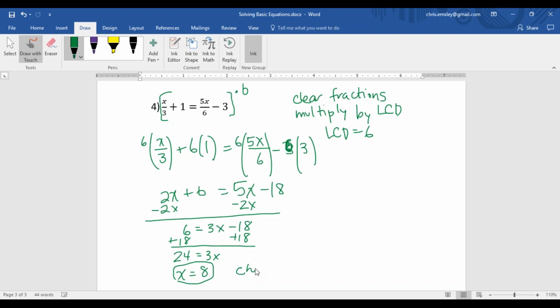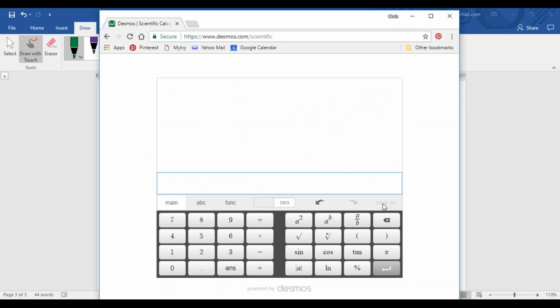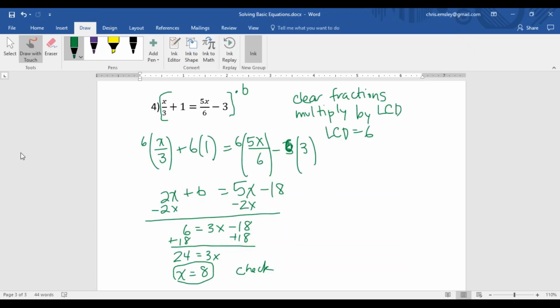Okay, again, let's check our answers. I'm going to use the calculator again since we had some fractions in our original equation, but I'm going to let you guys see me type it in here. So our answer was 8. Our original equation was x over 3, so that's 8 over 3 plus 1, and that was one side of the equation. The other side of the equation was 5x, so that's 5 times 8 over 6 minus, got to get out of the fraction there, minus 3. You can see we got equivalent answers here, so that means that our answer for this one also checks out to be okay.